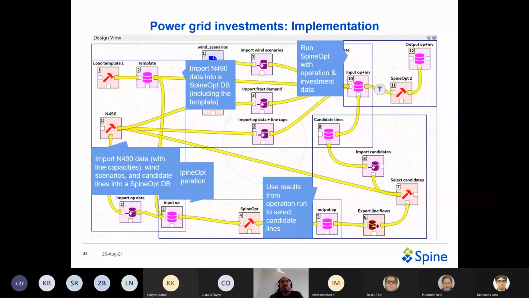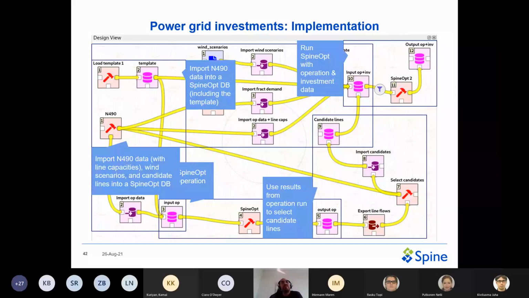Then we have a block where we do the candidate line selection. We export the line flows into a table to feed a Python script that uses the pandas package to do some data frame computation, sorting the lines by congestion index. Then we select some of them and import them back into a Spine database, the candidate lines database. It has only the candidate lines.